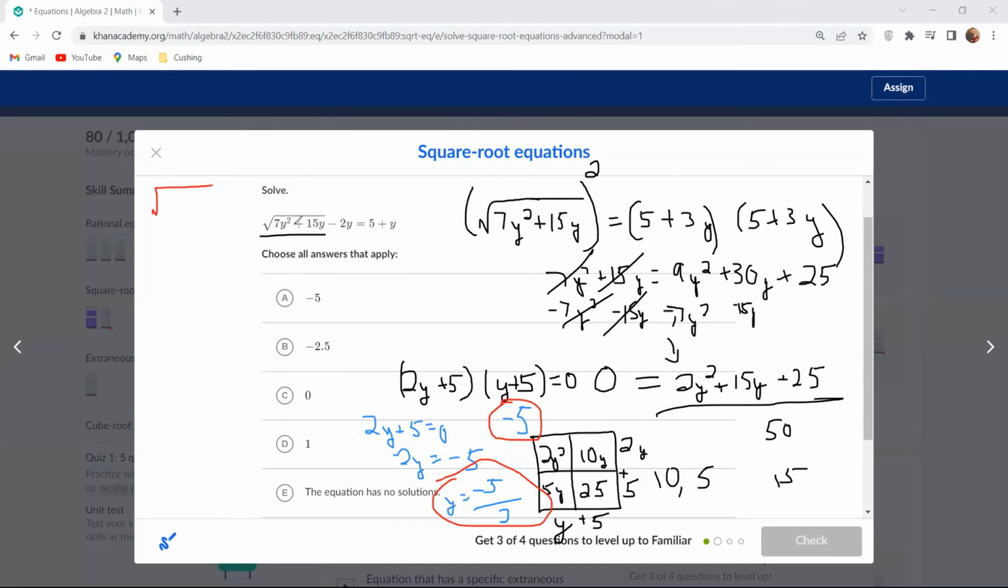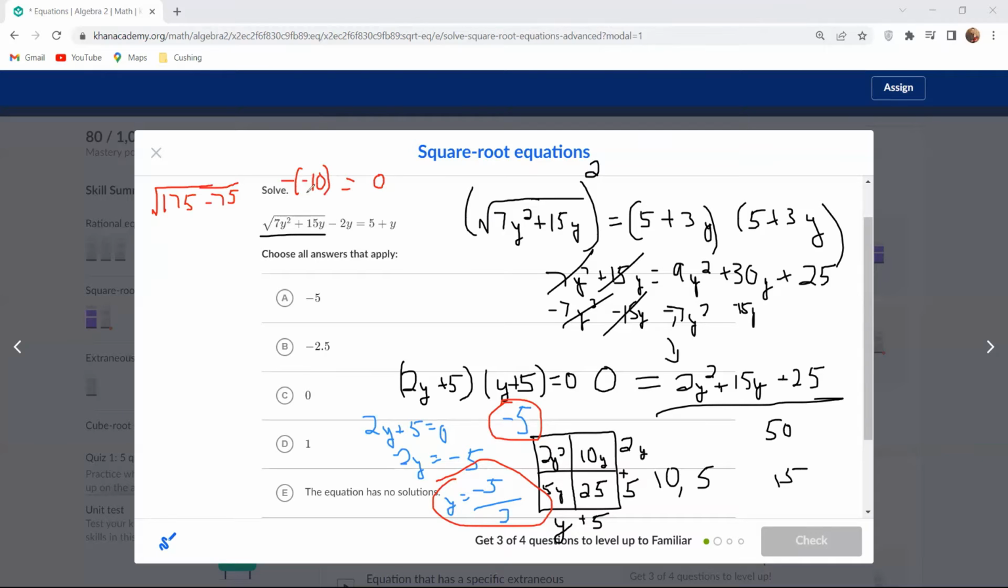So y squared would be positive 25 times 7 is 175. The math here is not nothing. It's kind of tricky. Plus 15 times -5, so that's minus 75. That's nice because we're going to get the square root of 100, which is 10. Minus 2y, so that's minus -10, which is plus 10. And then on the right side, we get 5 plus y, which is actually going to be 0.